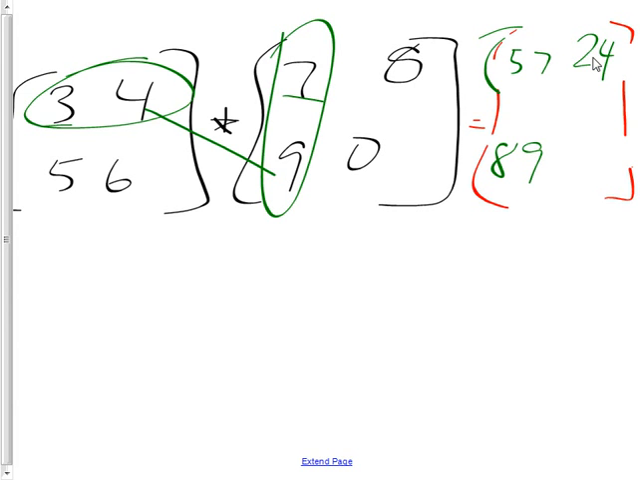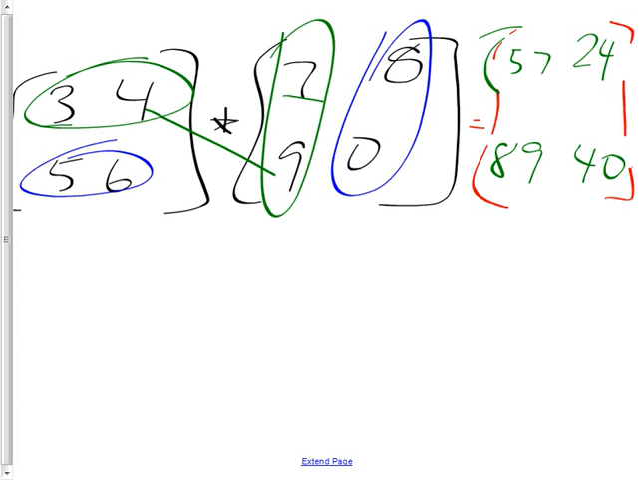What do you think? Who says 40? Ooh, a lot of people agree it's 40. Okay, let's just double check that. Last spot was row 2, column 2. That would be that with that. And the 8 and the 5 would make 40, and the 6 and the 0 make nothing. And you take 40 plus nothing is 40. Yes.